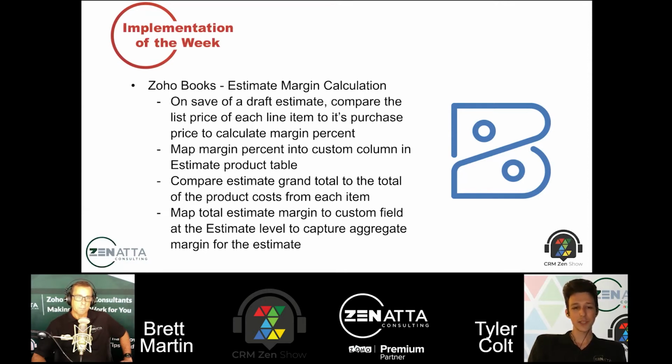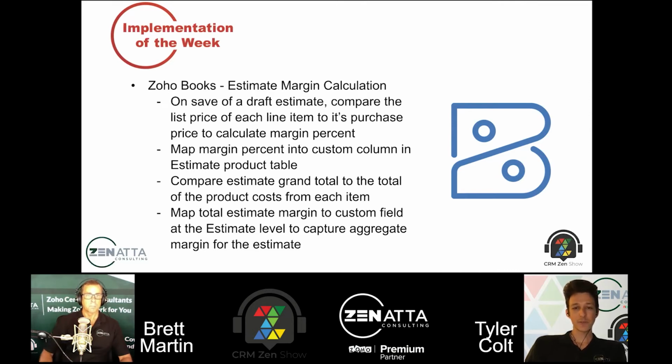So basically what we did here was, when you create an estimate and you add all your different line items, once you save that estimate as a draft, each of the line items will go ahead and reference their purchase price. So if I had an item that I had the list price on the estimate of 100 and our purchase price was going to be 50 for this item, it'll return 50% for the margin of that line item.